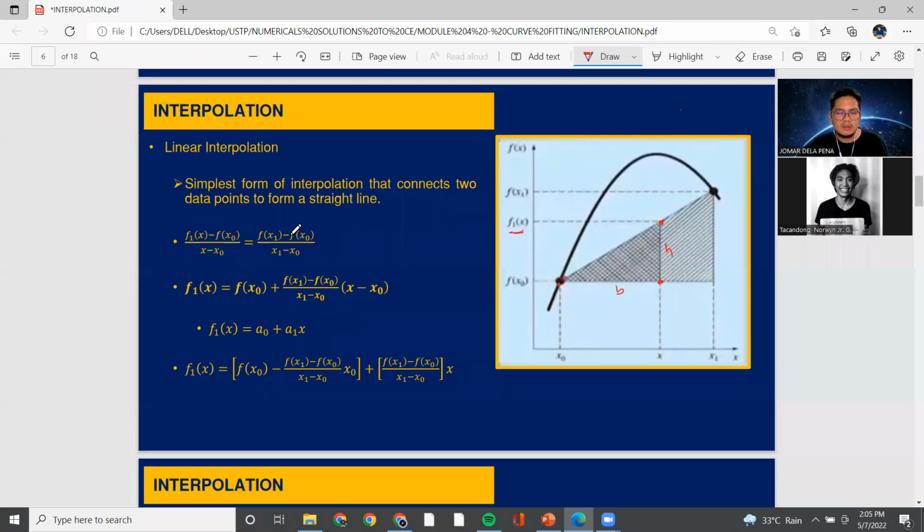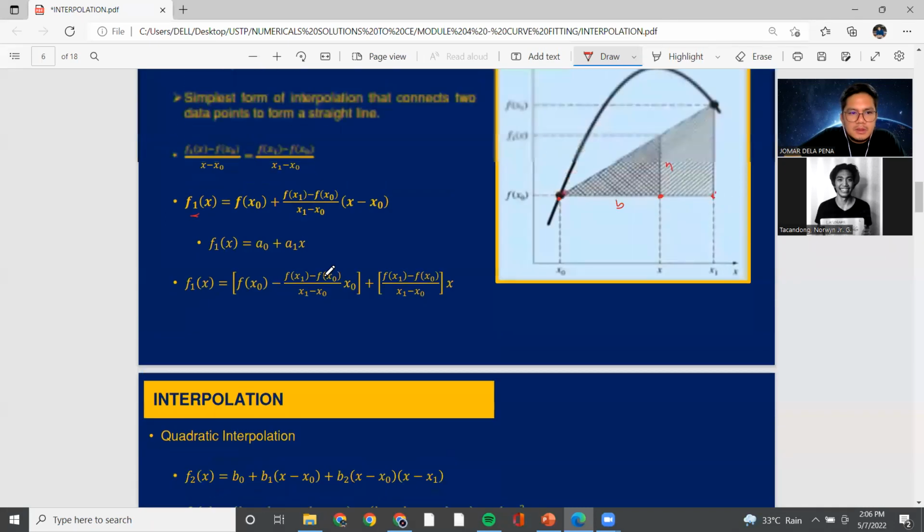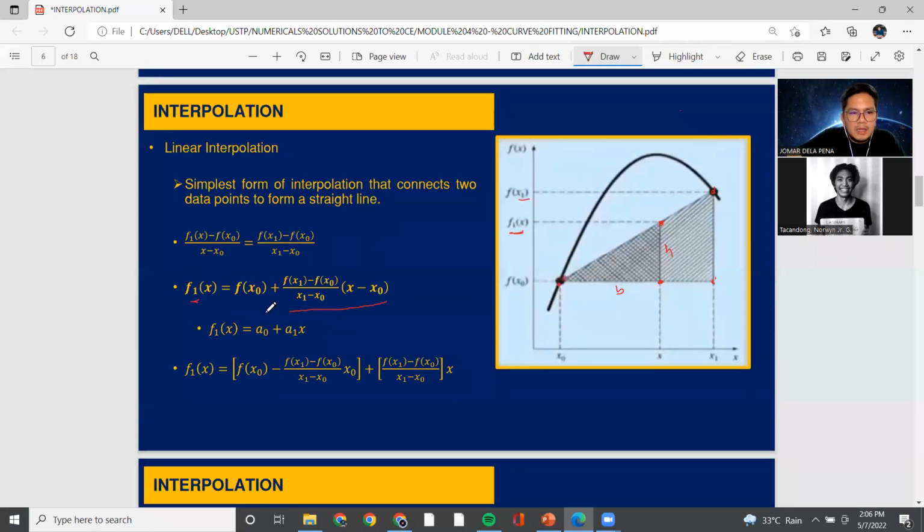No? F of x of 1, minus function of x of O. Kanina point. X of 1, x of O minus iyahang base. Iyahang run. Okay? So, i-simplify na to. Pag-simplify, since ang atong ginapangita is ang f function, no? F sub 1 of x. Pag-simplify na to, so muna niya to ang pag-solve para sa value sa linear interpolation, no? Ano yung formula itong gamitan.